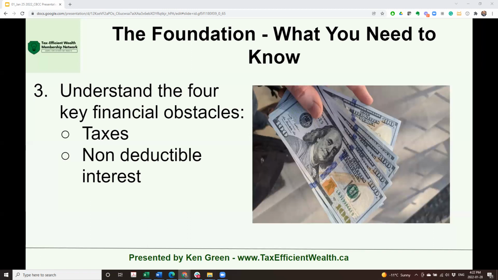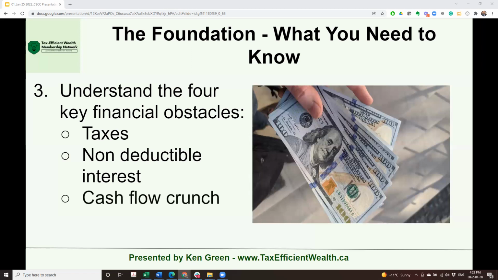And 2 quick strategies you can implement today are: 1, you look for ways to convert that non-deductible interest on your home to deductible interest as quickly as possible. And secondly, you can rent a portion of your home. And if you do that, you can write off some of this interest.